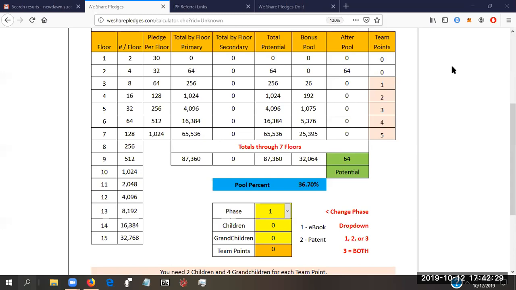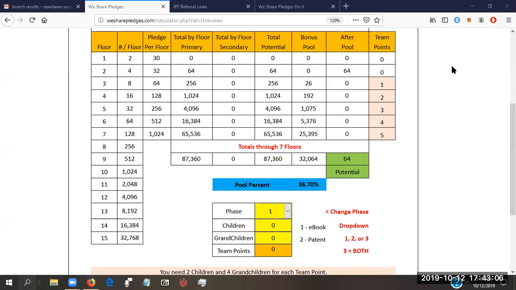They're showing you 7 levels where on the next level, the 6th floor, 64 people are paying you $512 for a total of $16,384, sorry. And on the 7th level, you have 128 people paying out $1,024 for a total of $65,536. When that's all combined, you're going to be seeing at the bottom $87,360.